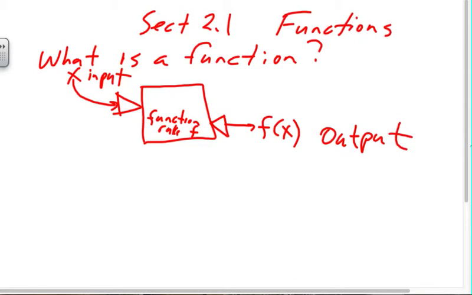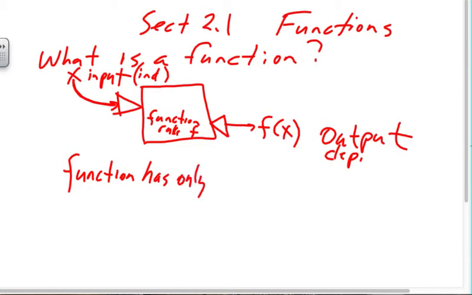So always think about x, or whatever the independent variable is, as my input, and my output is your dependent variable. And again, as always, you're used to this. A function has only one output for each input.